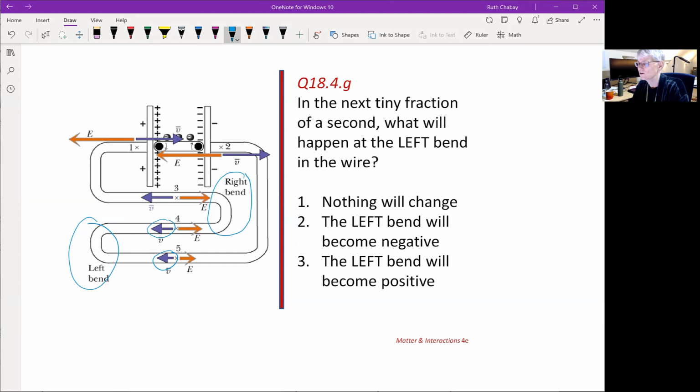In the next tiny time interval, delta t, what's going to happen? What's going to be going on at the left bend of the wire? Not is this what we want to happen, but just what's going to happen if this is really the flow of current in this thing. Remember, we're talking about electrons moving here. Okay, let's see what you said.